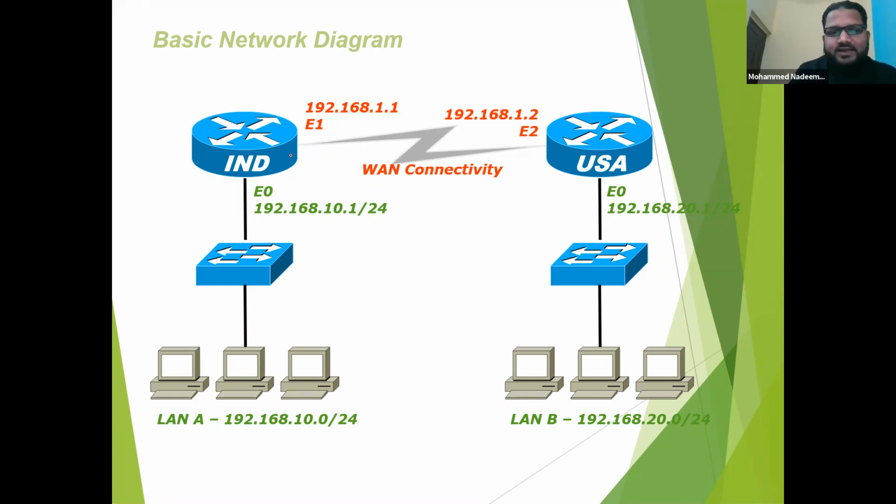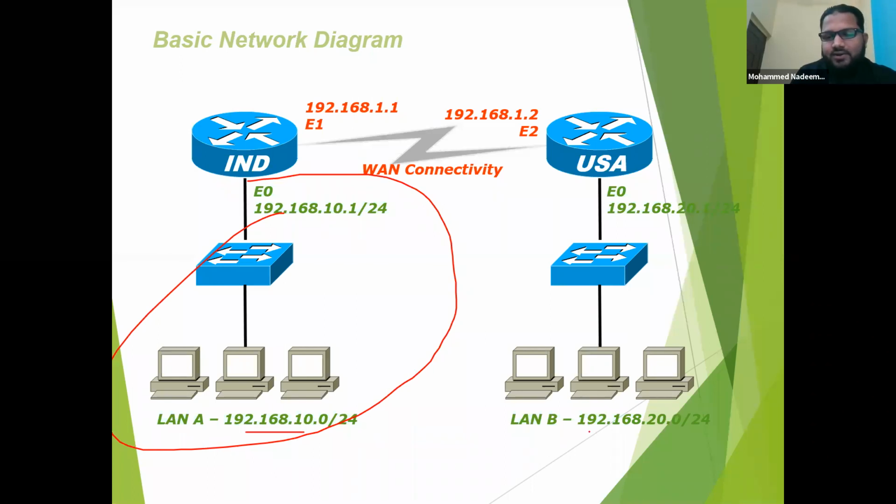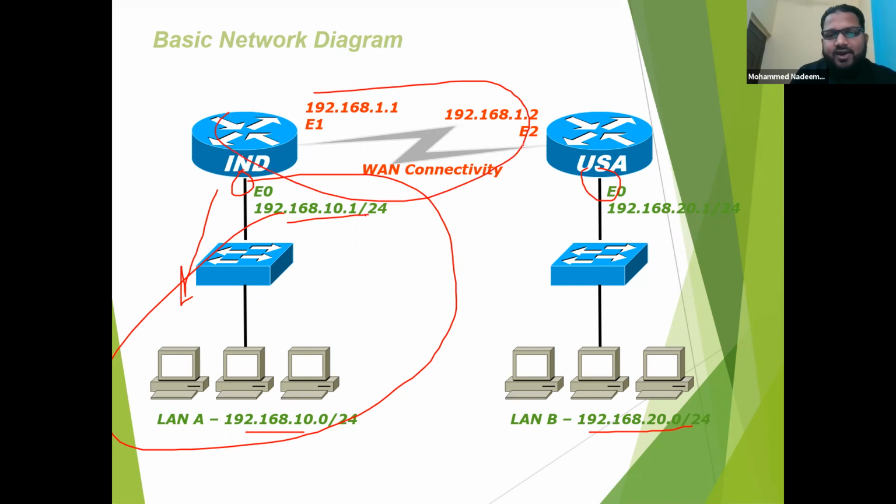If you see in this diagram, India and USA, these are the three networks. This is one network, 10 dot. This is another network, 192.168.20.0. Can you see that the gateway is configured here? This is nothing but the config, because this LAN has to be matched. This is the LAN, and this is another network, the WAN. You can see 1.1 and 1.2, another network.